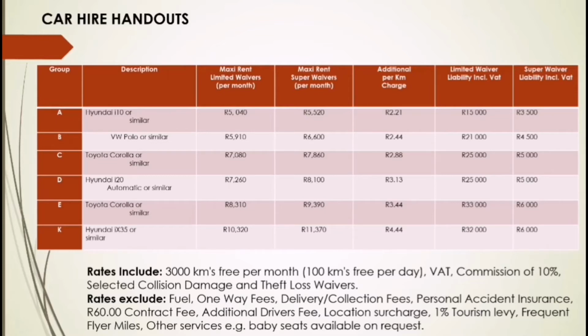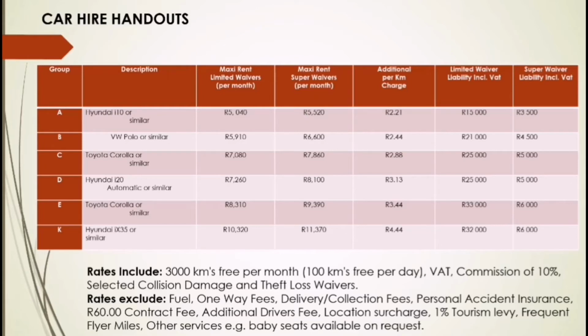You have your personal accidental insurance, which is charged at 60 Rand. A contract fee will be stipulated by the car rental company, the same way they said personal accidental insurance is 60 Rand. Usually you will find that they will write next to each of these excluded things the amount of money that they will charge for it, or you will find it in your question paper.